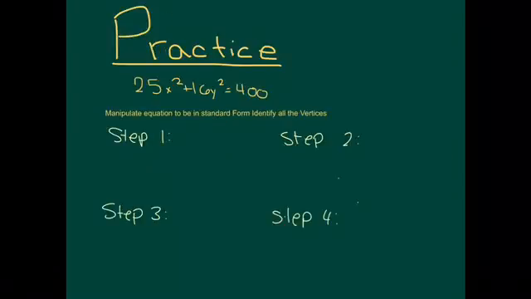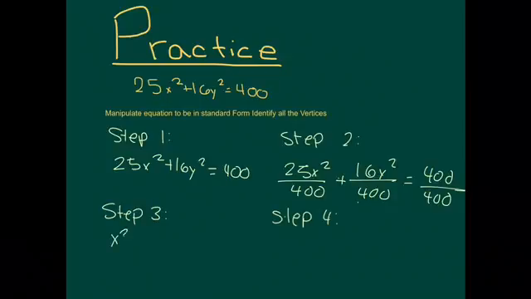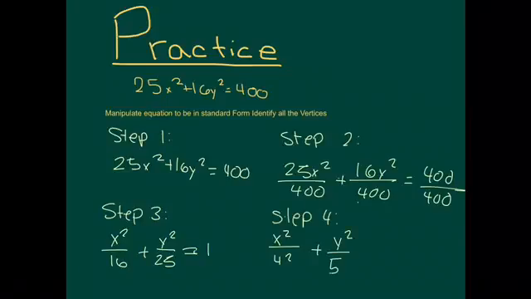So our first practice problem is 25x squared plus 16y squared equals 400. So we're going to write this down, and we're going to divide both sides by 400. And then we're going to simplify, which is going to get us x squared over 16 plus y squared over 25 is equal to 1. To get it into standard form, we need to have a squared and b squared. That would be 16 and 25. We need to square root them. So that would result in x squared over 4 squared plus y squared over 5 squared is equal to 1. That would make our vertex 4, 5.